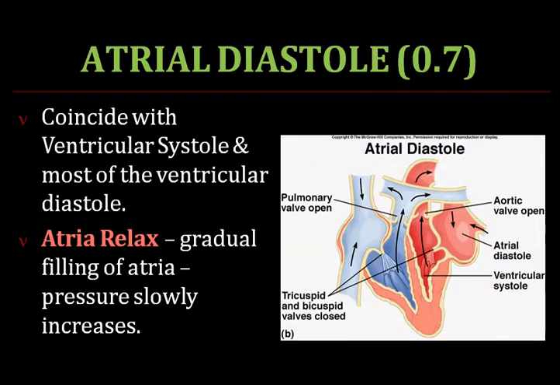Atrial diastole, which is 0.7 second, coincides with ventricular systole and most of the ventricular diastole. The atria relax, which is a gradual filling of the atria, and pressure slowly increases.